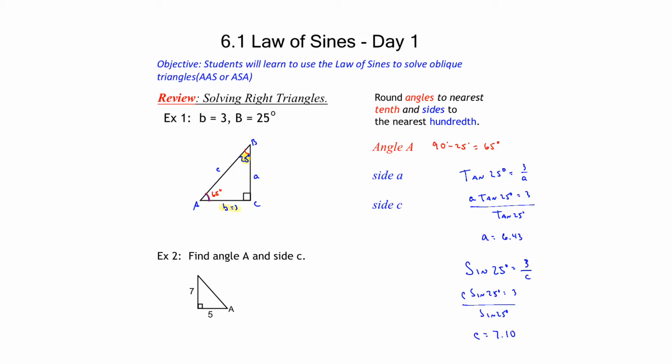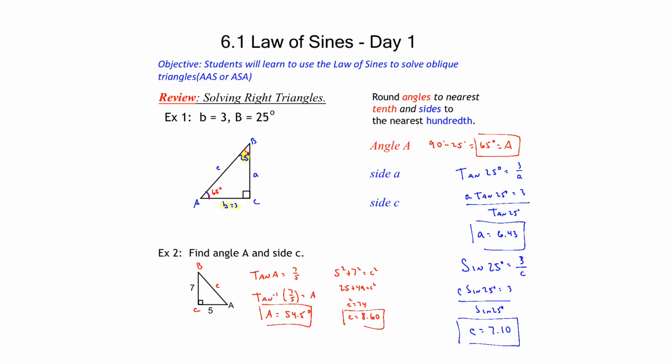So we have three things: c equals 7.10, a is equal to 6.43, and angle A is equal to 65 degrees. That's how we solve right triangles. You find all the different values, the angles and side lengths, that are missing. Example 2 goes into another example for right triangles. I'm going to solve it, but I'm going to pause the video and do it. I want you to find angle A and side c.